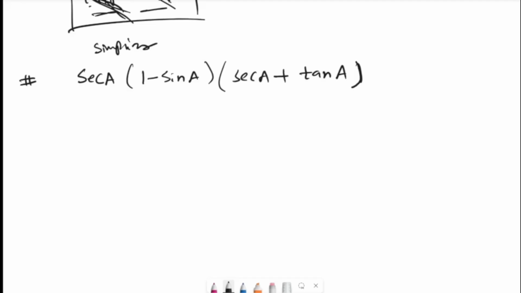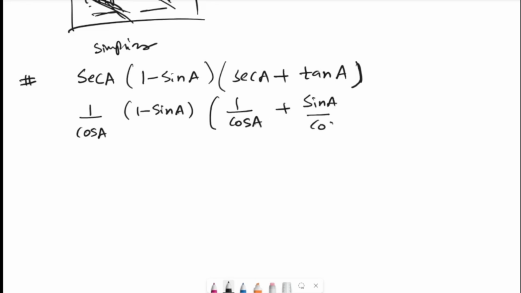How do I do this? Okay, let me express everything in terms of sine and cos and try. Secant A, I can write it as 1 over cos A. This is 1 minus sine A. I can express this secant A as again 1 over cos A, tan A as sine A over cos A. Alright?